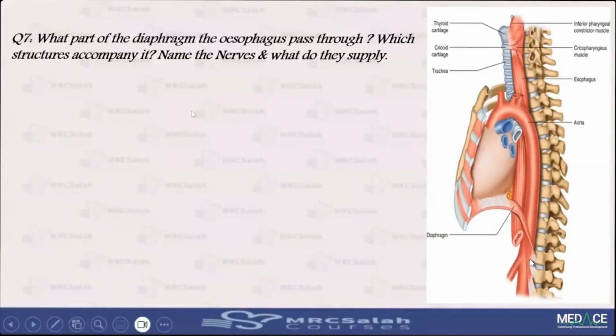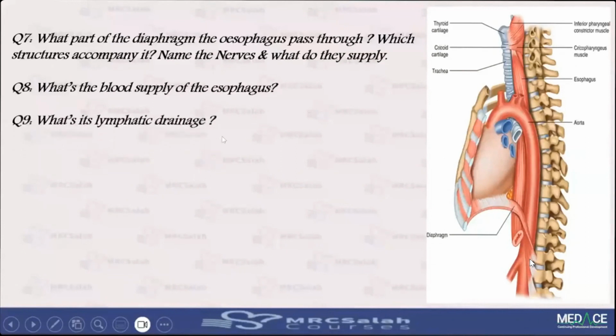So it doesn't supply the left part of the colon and the distal GIT. What is the blood supply of the esophagus? This is a repeated question. What is its lymphatic drainage, please? The upper part drains into the deep cervical lymph nodes. The middle part drains into the mediastinal lymph nodes. And the lower portion drains into the left gastric and celiac group of lymph nodes.